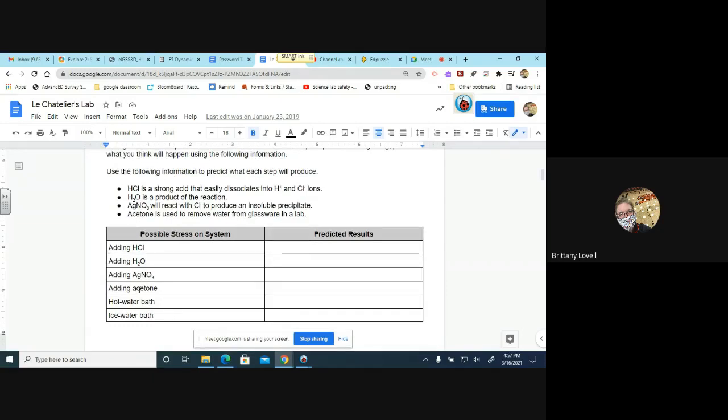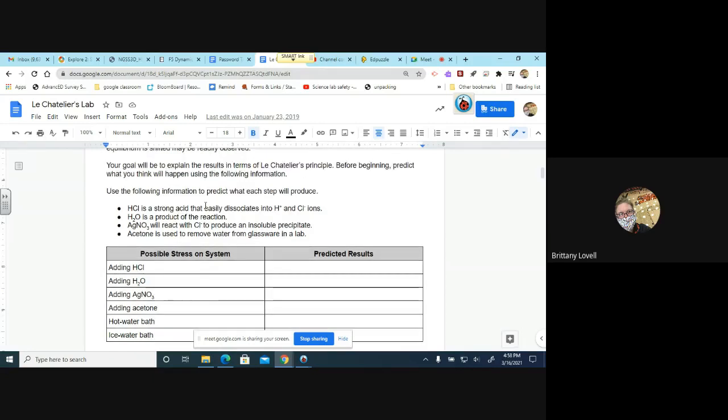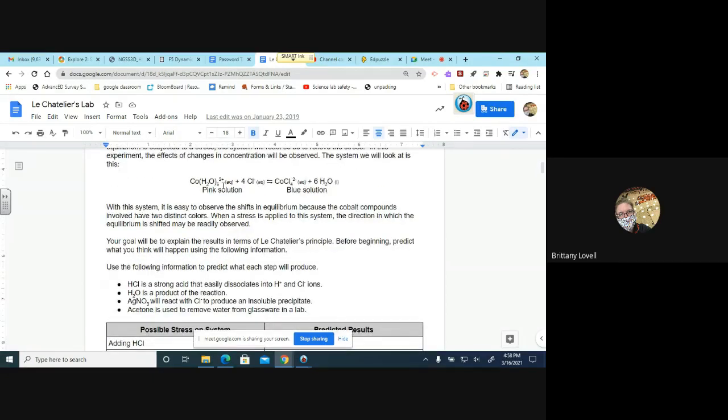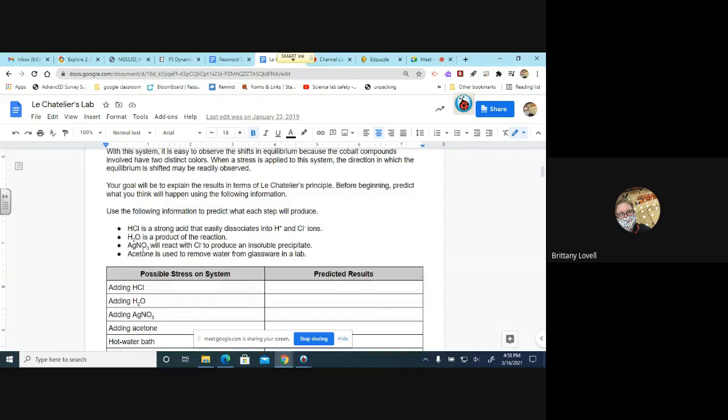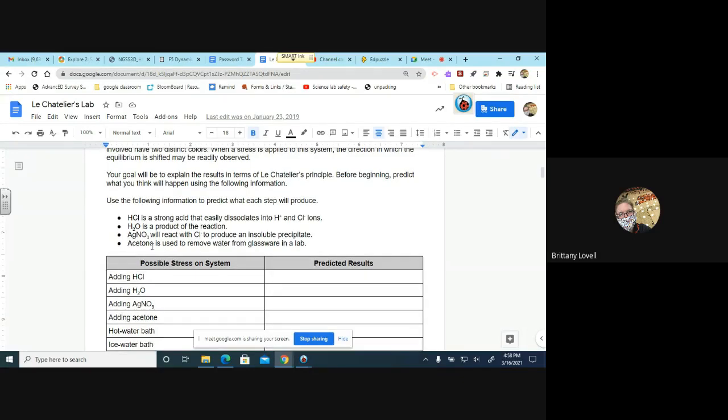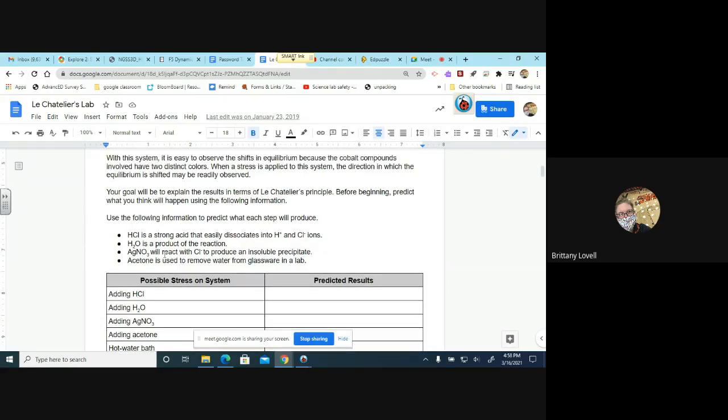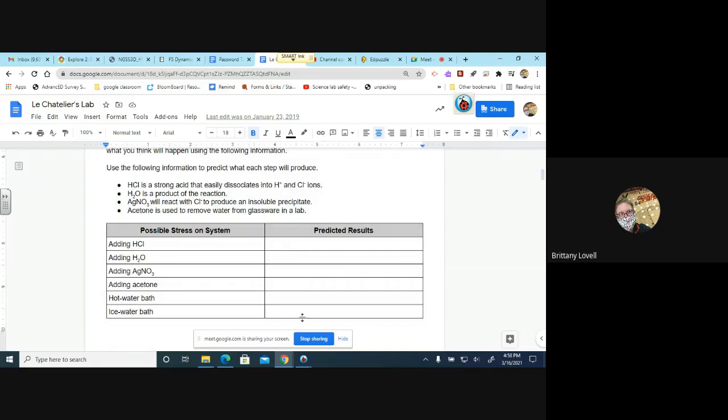One thing that we talked about was these are all the changes that we're going to do on Thursday. And then these are helpful hints that we need to know for Thursday. Hydrochloric acid, whenever it dissociates or breaks down in water, produces these 2 types of ions. That's going to be important. We also want to recognize that water is going to be a product in this reaction, so we're looking at this as the water, not this. Also, AgNO3, when that gets added, reacts just with chloride. It pulls it out to make a precipitate. And acetone or fingernail polish remover is used to remove water from glassware, so acetone can take out water.